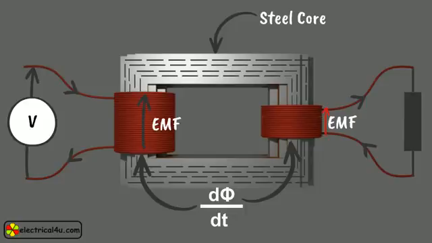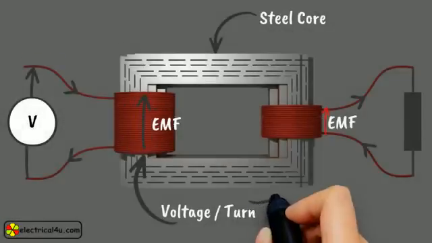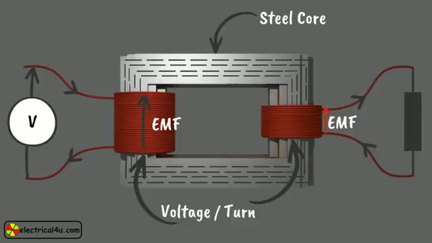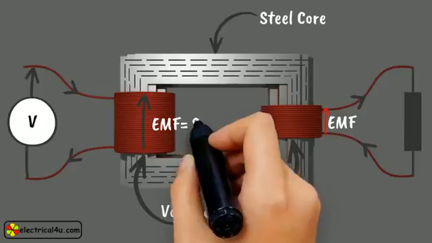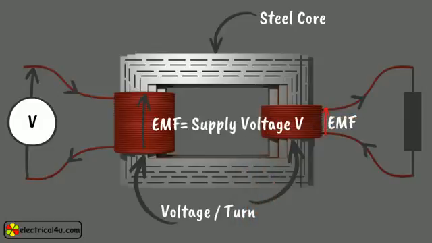Since, as per Faraday's laws of electromagnetic induction, induced EMF across a conductor is directly proportional to the rate of change of flux linkage, the voltage induced per turn in both windings will be the same. We have already explained that voltage induced across the first winding is the same as the supply voltage. Actually, here we consider that there is no voltage drop between supply terminals and the first winding. This is an ideal case. For theoretical purposes, we will consider that condition.